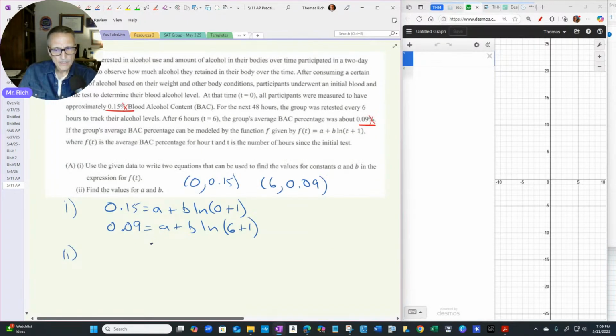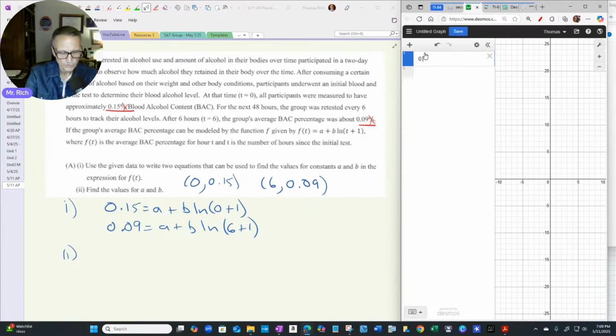But here's the beauty of Desmos. Desmos does not care how you write the equations, whether they're explicit with y isolated on one side or y's and x's all mixed together. It doesn't matter. So what I'm going to do here is I'm actually going to solve this by graphing.